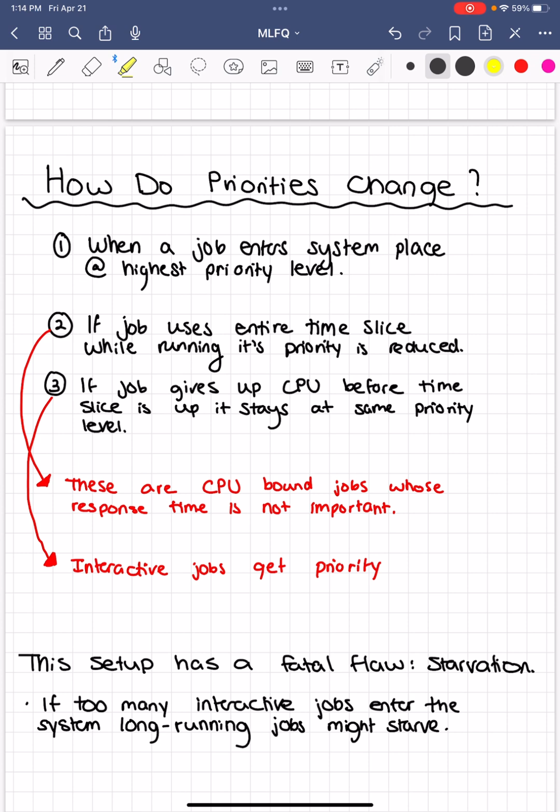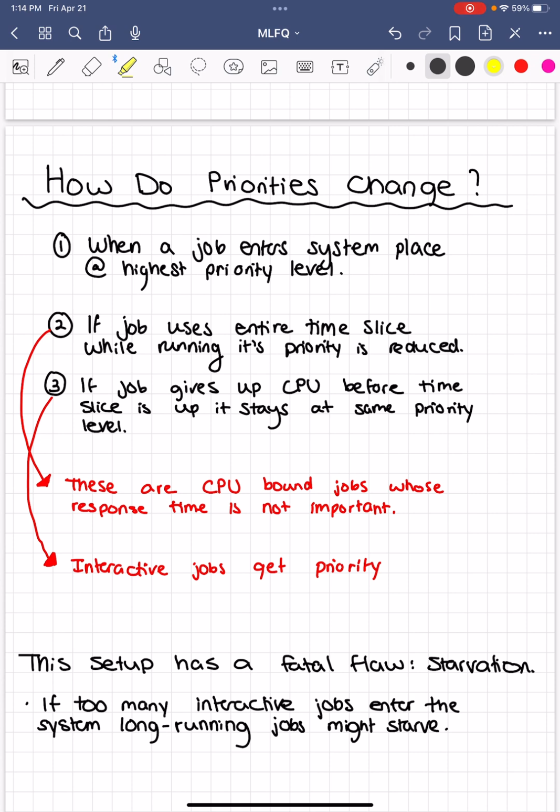So if it isn't preempted, if it doesn't give up the CPU and uses the entire time slice, that's not a good sign because it suggests that it's not an interactive job. It's more of a CPU-bound job. So point 3 comes right to that. If a job gives up the CPU before the time slice is over, it stays at the same priority level. So let's say there's some I/O needed, and the job comes to a halt and is waiting for that I/O. That's a good sign. It means we need to keep response times quick for that job, so we're going to keep it at a higher priority level.